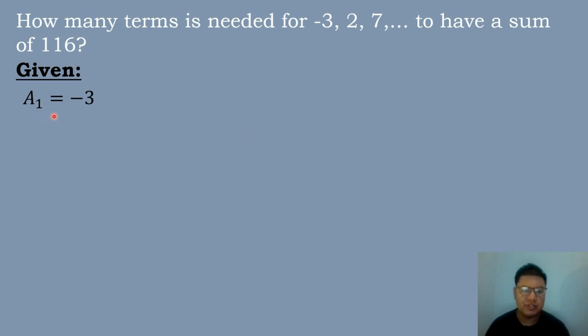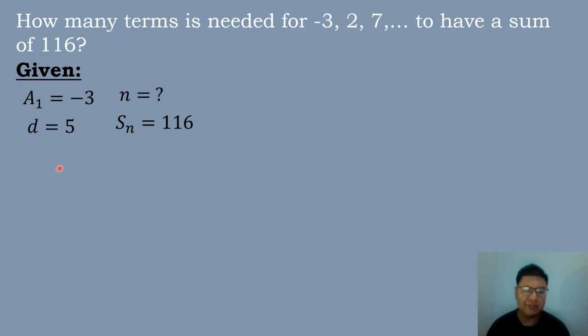So let us identify the given. The value of the first term is equal to -3. The value of the common difference is equal to 5: 2 minus -3 is 5, 7 minus 2 is 5. So that will be the value of the common difference. n is unknown, and the value of the sum, S sub n, is equal to 116.